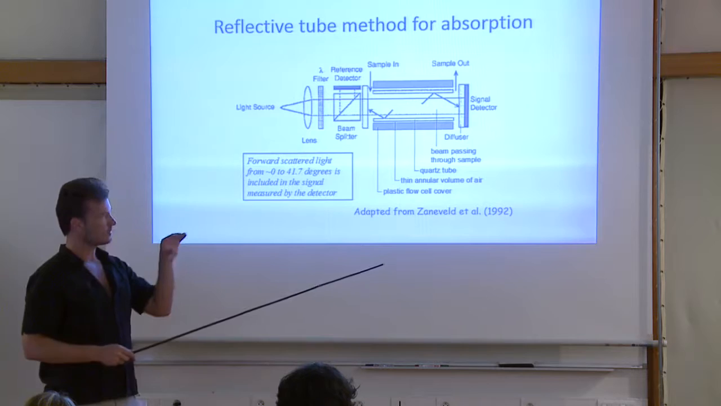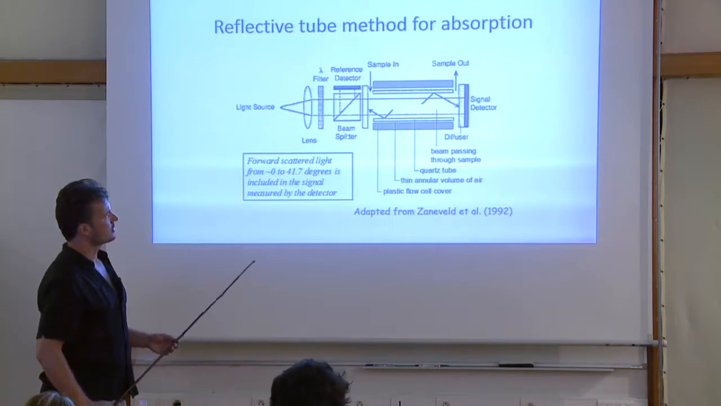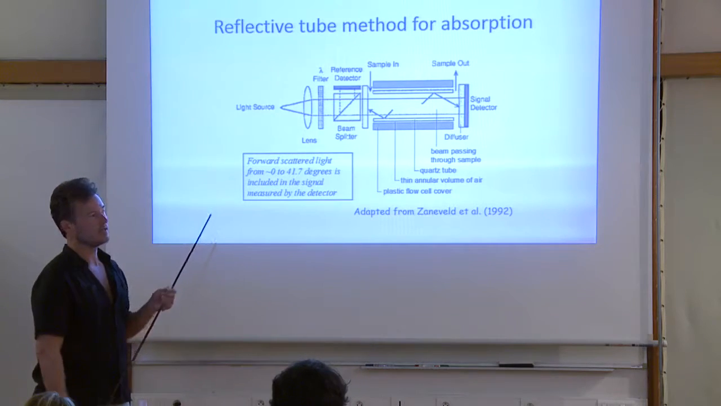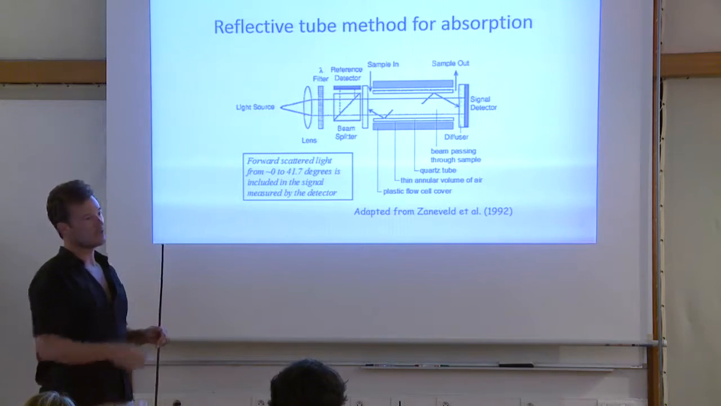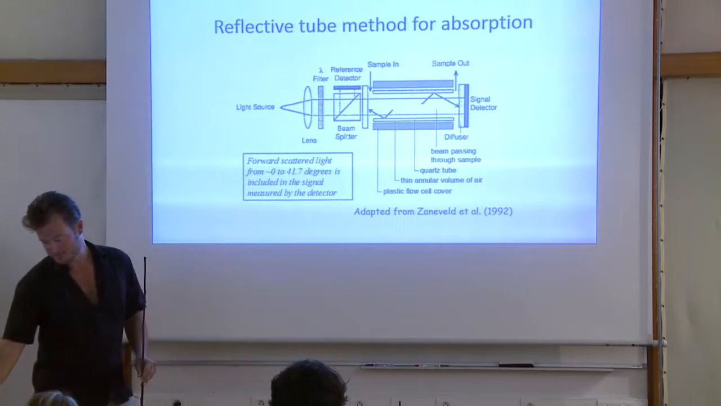And so that gives you total internal reflection within the tube out to 41.7 degrees. So you're collecting most of that scattered light. And since we know the VSF is so steeply sloped, 0 to 41.7 degrees is a lot of the light. So that's a really good thing.